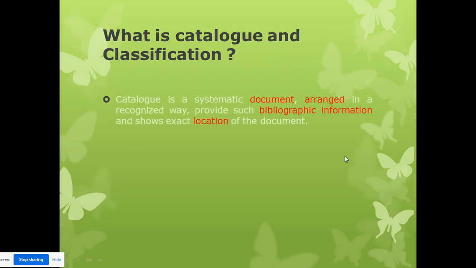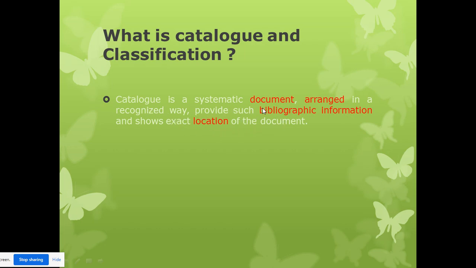Yes. This is a catalog. Remember that a catalog consists of four things: document, arrange, bibliographic information, and location. Number one, document; number two, arrange; number three, bibliographic information; and number four is location. That's why I have highlighted them. So let's see what it is saying.